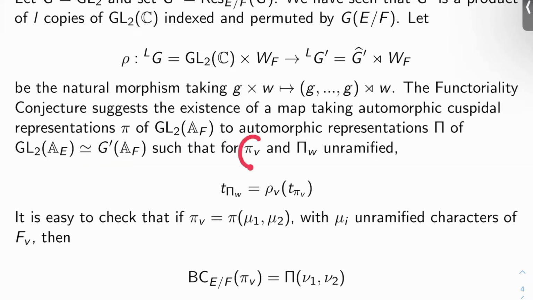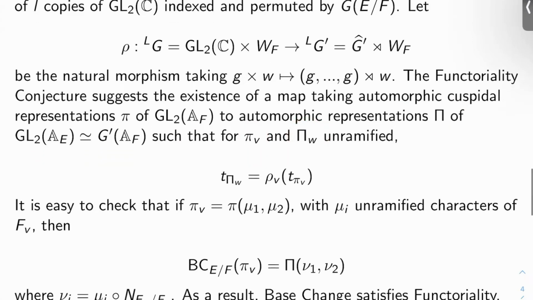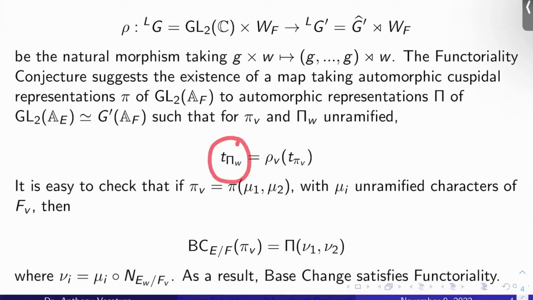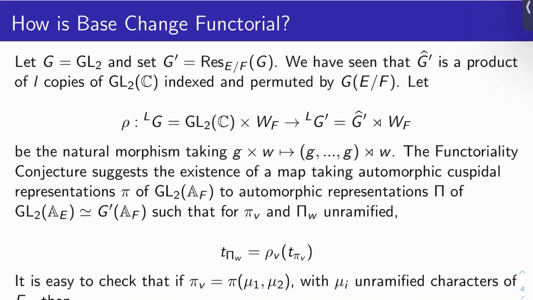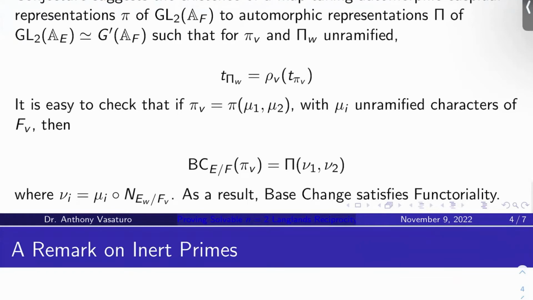Well, such that when pi sub v and big pi sub w are unramified, the local Langlands class T sub big pi sub w should just be rho sub v of the Langlands class T sub little pi sub v. Okay, well, it's easy to check that if pi sub v is just the representation induced by mu1, mu2 with mu i unramified characters of F completed at v, then the base change with respect to E over F of pi sub v is a representation big pi induced by characters nu1 and nu2.